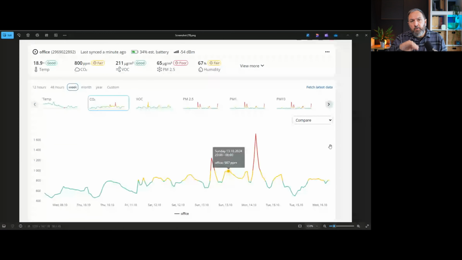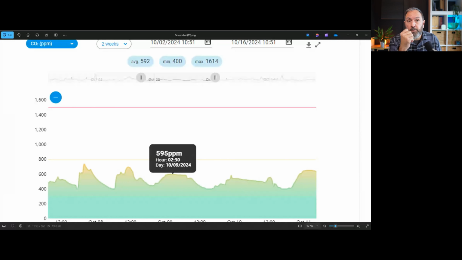Here's another screen from another device, in this case an Imbiot device. And here we can see again CO2 rising and falling in an office space throughout the week. And here I've highlighted a point in the graph that shows 595 parts per million. And to be clear, these are all market-leading devices showing CO2 in a time series format, and you would be making decisions or thinking about the performance of that space from the data that they're providing.